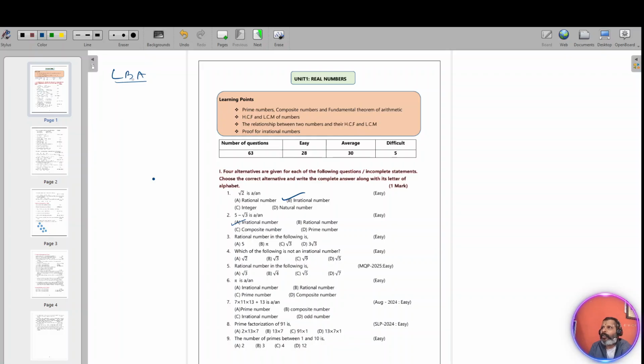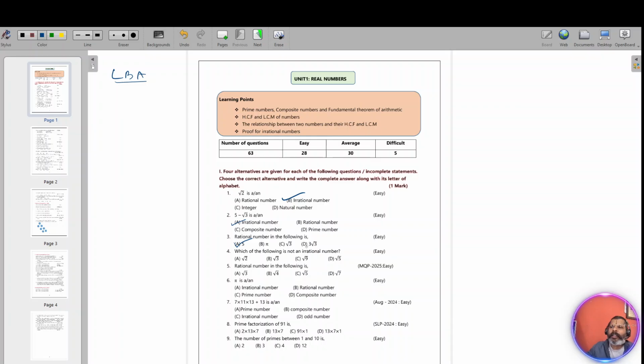Rational number in the following: 5 is a rational number, 5 root 3 is irrational, root 3 is irrational, 3 root 3 is irrational. Therefore, 5 is a rational number.